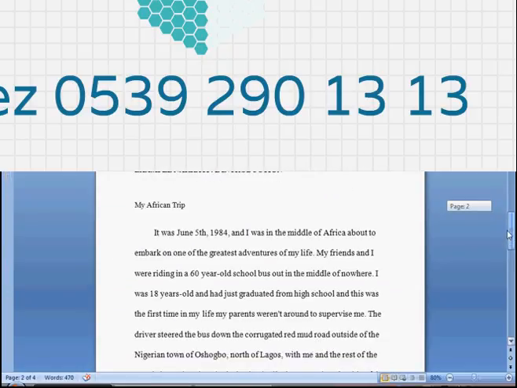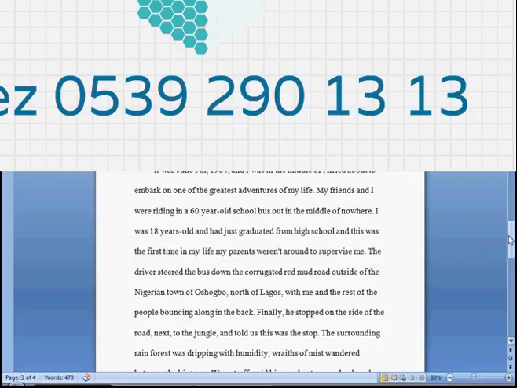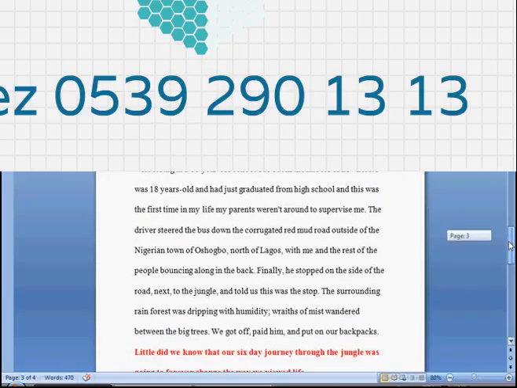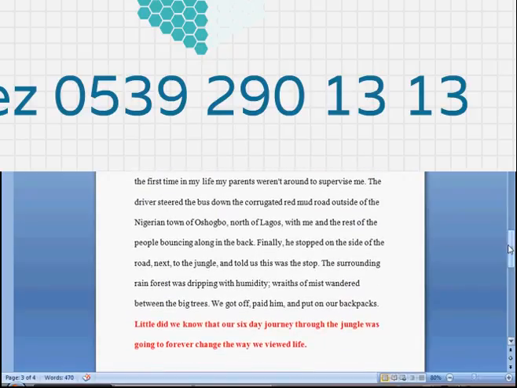So an example narrative introduction is what we have right here. This is a student example that someone wrote. So let's take a look at this introduction here. If you look at the first sentence, we're taking a look at the very beginning of this introduction. It was June 5th, 1984, and I was in the middle of Africa about to embark on one of the greatest adventures of my life. So here you are, starting off your introduction for your narrative essay, giving us a little bit of background, giving us the situation, the year 1984, June 5th, where it's in the middle of Africa, and why is it important?